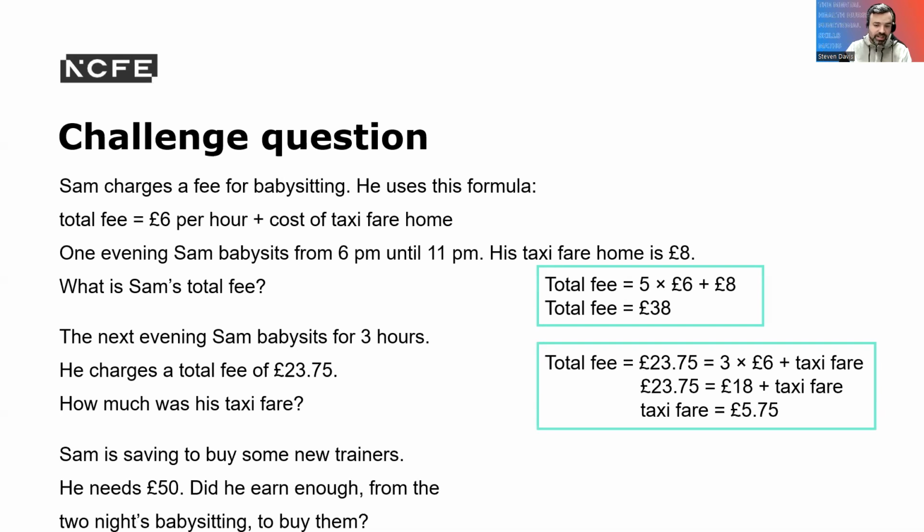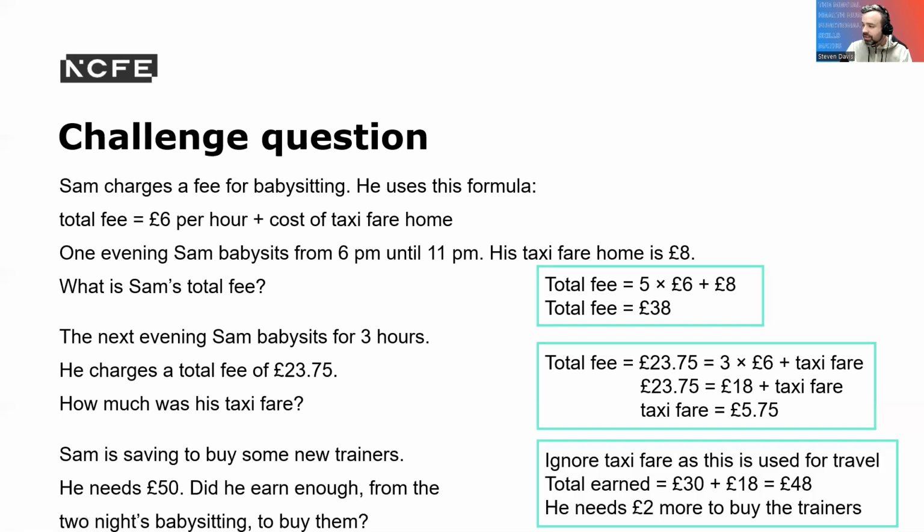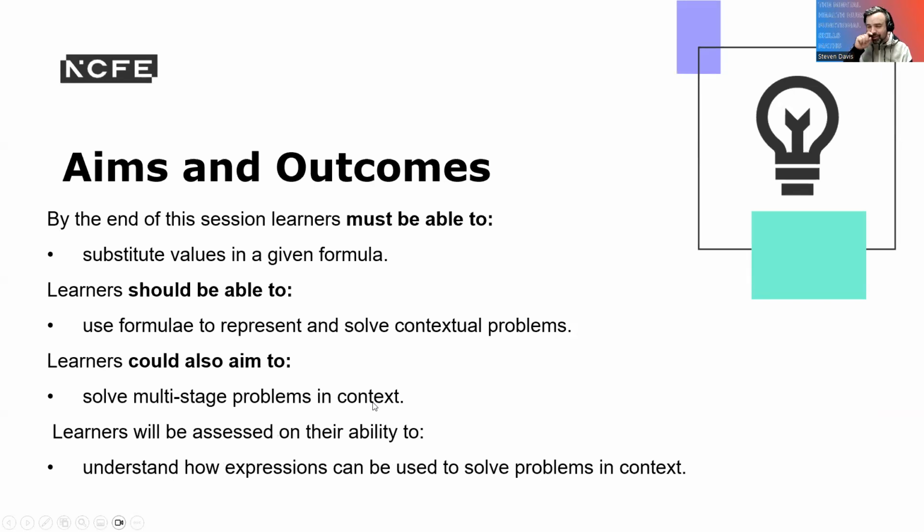Sam is saving to buy some new trainers. He needs £50. Did he earn enough from the two nights babysitting? So again, there you would need to add those two together. Ignore the taxi fares, as that is for travel. So he earned £30 here, because we can't include the taxi fare as he spent that, and he earned £18 here. So he's then got £48, so he still needs £2 more to buy the trainers. Lovely. I don't know why I'm working it out when it's on the screen.